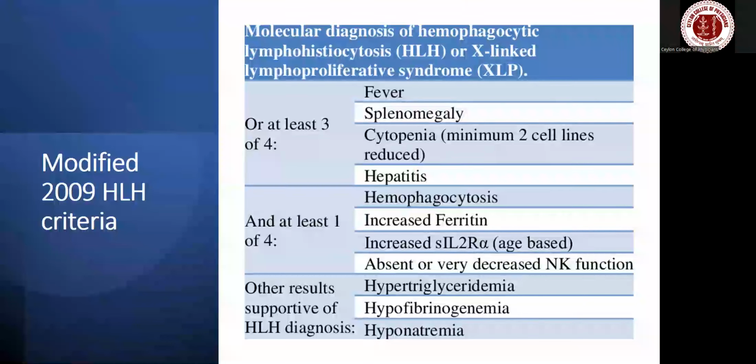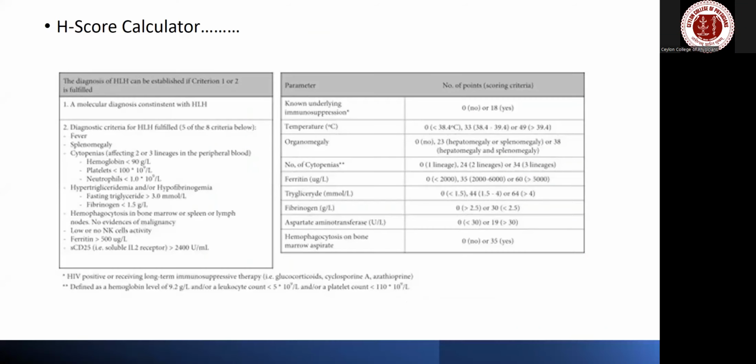This shows 4 clinical criteria: fever, splenomegaly, cytopenia, and hepatitis, and 4 immune markers: hemophagocytosis, increased ferritin, increased soluble interleukin-2 receptors, absent or very decreased NK functions, and other results supportive of HLH diagnosis: hypertriglyceridemia, hypofibrinogenemia, and hyponatremia. So if you are in a dilemma, there are website-developed calculators, especially on MedCalc-like sites, that you can quickly refer to. That is called the HLH H-score calculator. It will assess the likelihood of this patient being managed as HLH.